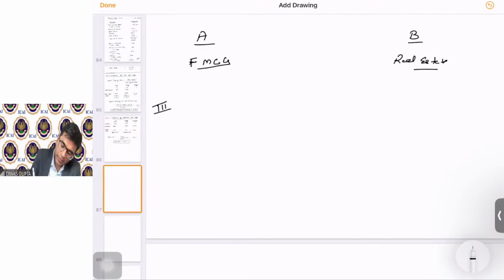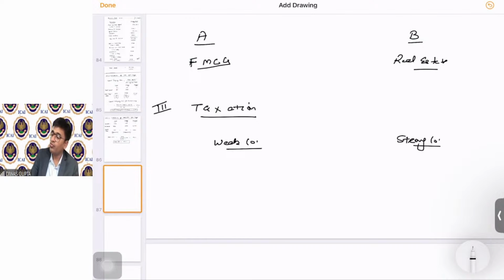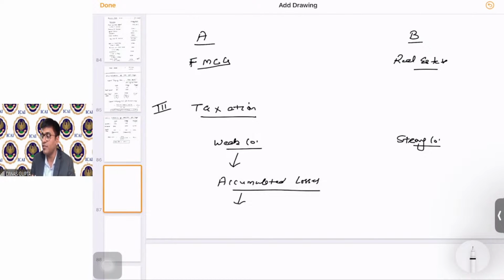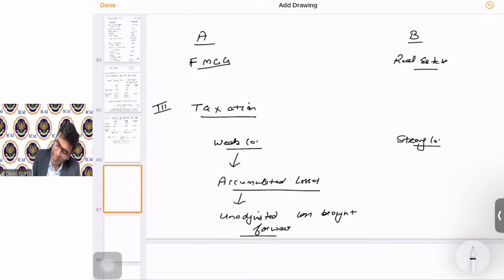Third rationale is actually taxation, which is a very, very important rationale. So what happens, students? There is a weak company and there is a strong company. The weak company has accumulated losses. With such accumulated losses, the weak company also has an advantage from the income tax perspective, that these are unadjusted losses brought forward, which can be adjusted against the future income to avoid any tax payment, right?